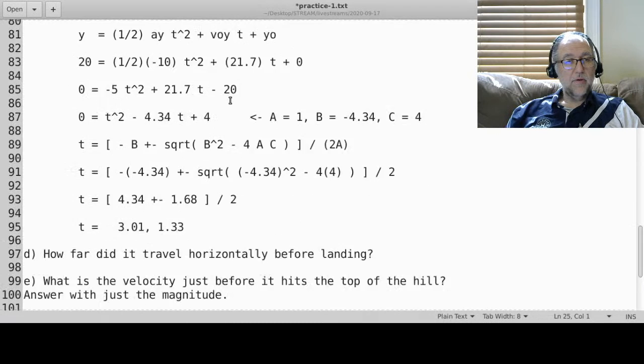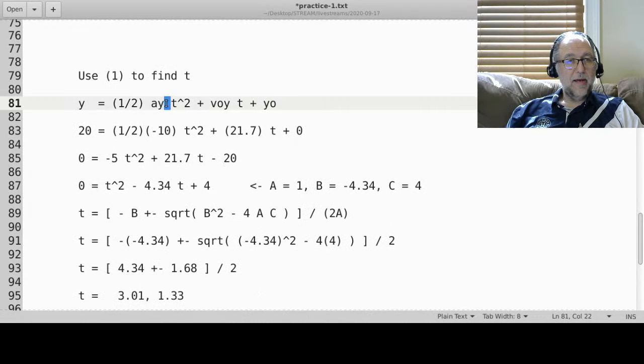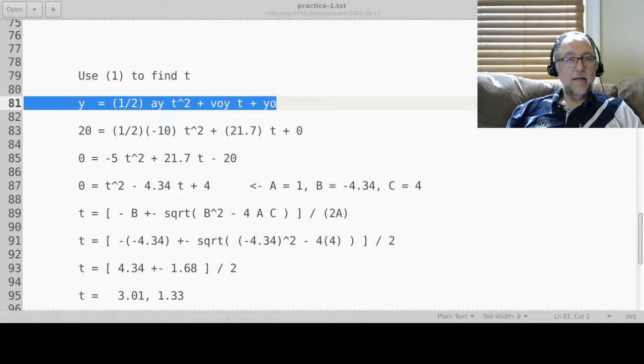And so if we go down here, sorry, I'm jumping around a lot, but I wanted to show you how I reasoned that out. If you take a look there, I say use equation number 1 to find the time. You substitute in the values that we just read off of the diagram. y was 20, the height of the top of the hill. 1/2 ay is -10, t squared we don't know. And then v naught y, we found that to be 21.7, times t, plus y naught, that was 0. It started off at ground level.